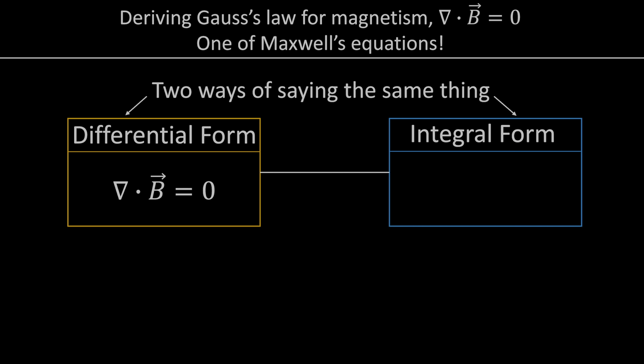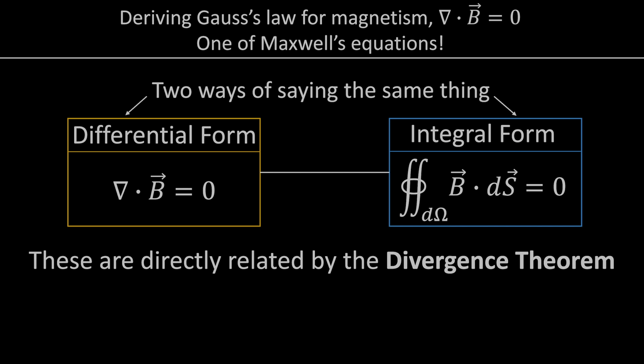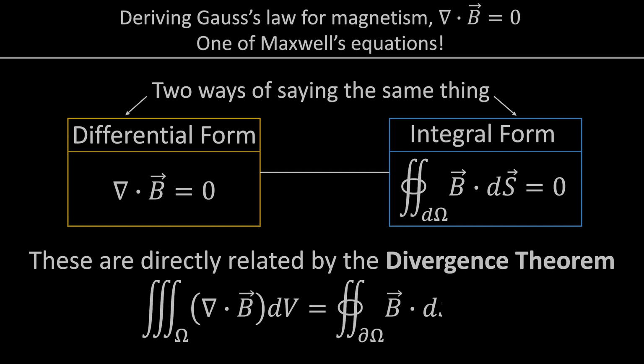But that can also be written in a more macroscopic way using the integral form, where we can express the same fact in terms of a flux integral of B through any closed surface. These two things are directly related by the divergence theorem, which tells us that the volume integral of the divergence of a vector field is equal to the flux integral of the closed surface containing that volume. The divergence theorem basically just tells us that one way to think about what the divergence is, is as a flux integral volume density. Or vice versa, one way to think about what a flux integral is, is like the accumulation of sources and sinks within a closed surface.